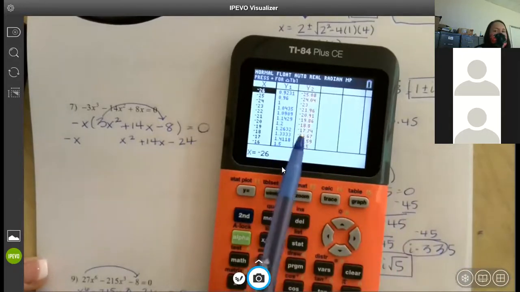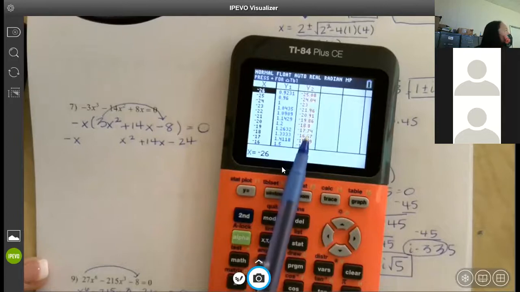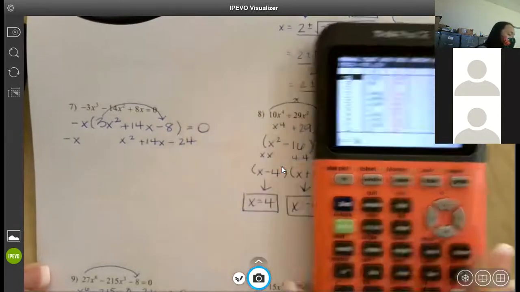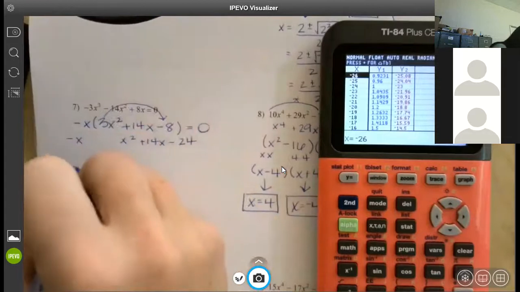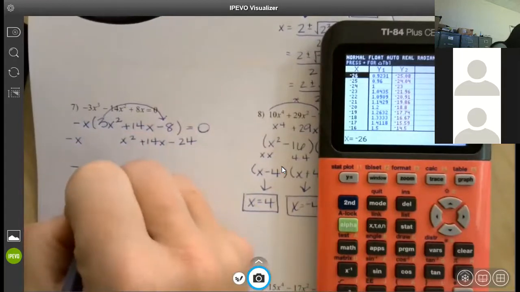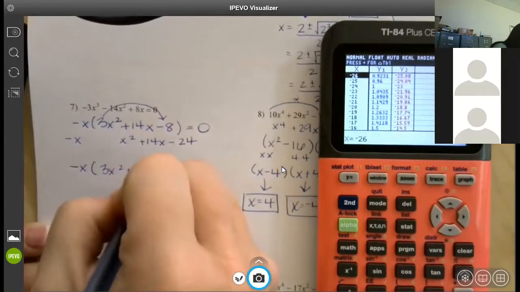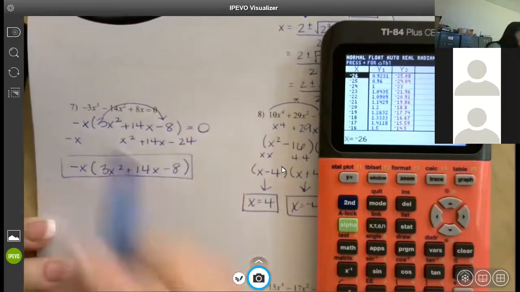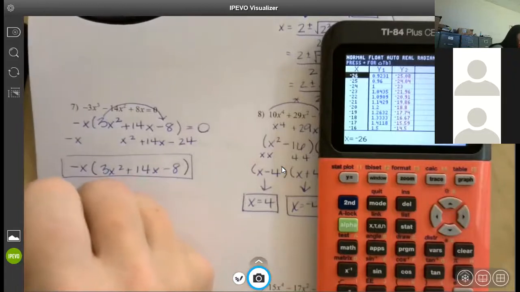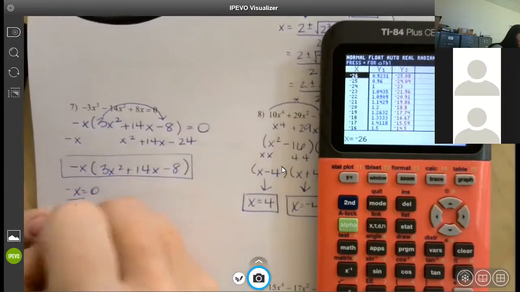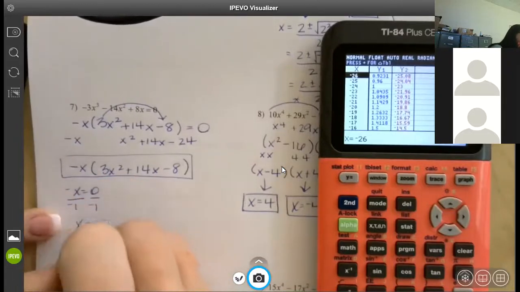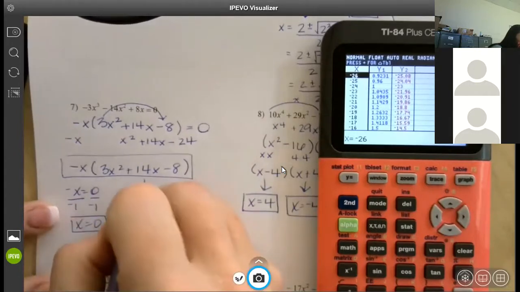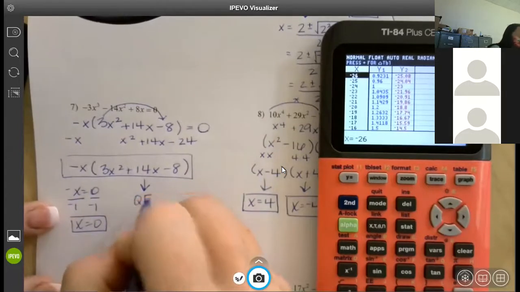What happened on this one? Do I have a factor of negative 24? No. So this one is not factorable. So today, when you get this, if it's not factorable, this is going to be your answer. If you're solving, set this equal to 0, divide by negative 1, you still get 0. This one you would do in quadratic formula.